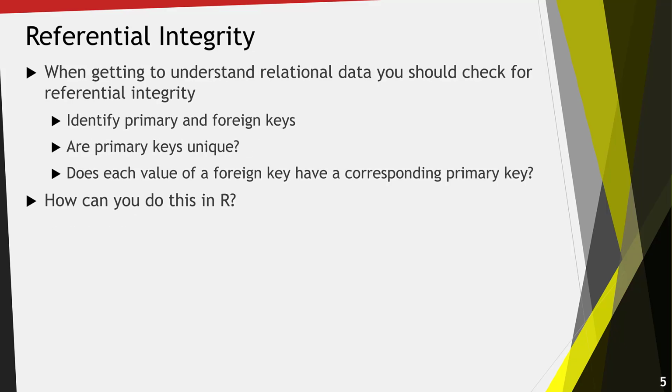bit of extra work. In your data exploration process, you'll want to understand if relational data you have exhibit referential integrity, and so there are some checks you should perform. First, you should identify primary and foreign keys in each of your tables. After you do that, you should determine if primary keys are unique within their tables, and then if each value of a foreign key has a corresponding primary key. So how can we do this in R?